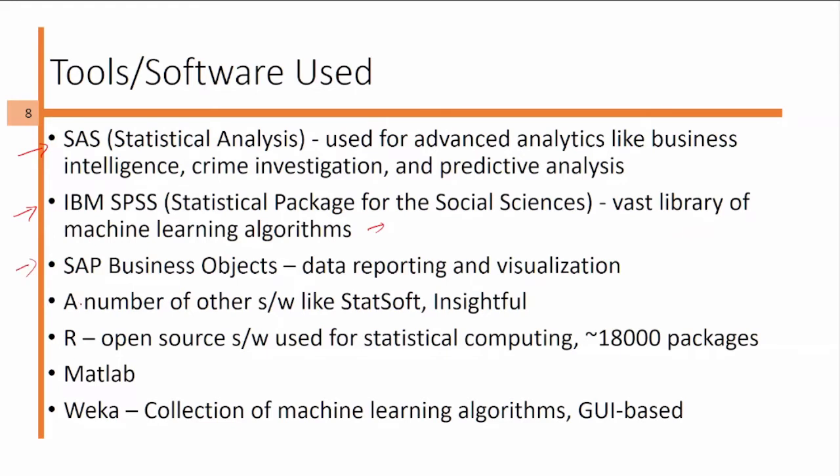But what we are basically interested in here is R. This is an open source software used for statistical computing. And this is very much in development. Right at the moment, there are about 18K packages and it's growing. The other tool you can use is Matlab, but Matlab is a commercial software. So in this particular FDP, we'll be mainly working on R because it's open source and it works on all the platforms.